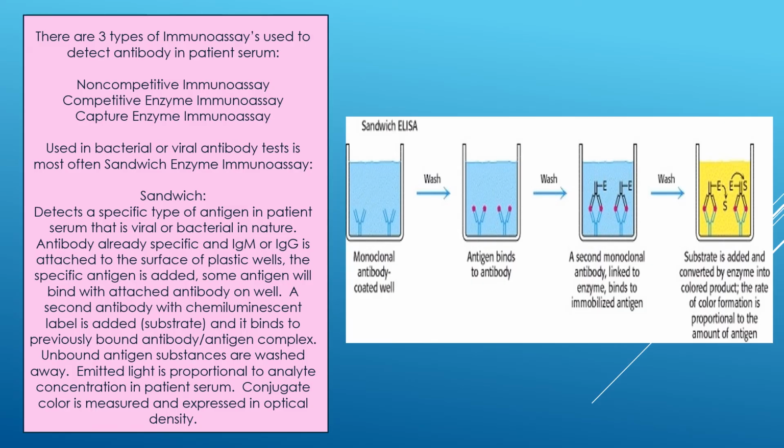Again, there are three types of indirect immunoassays used to detect antibody in patient serum. We've got non-competitive immunoassay, competitive enzyme immunoassay, and capture enzyme immunoassay, which is also known as sandwich ELISA. These are used in bacterial or viral antibody tests to determine if our patient has the antigen for the bacteria or virus, or if they are making antibody in response to coming in contact with an antigen of a bacteria or virus.